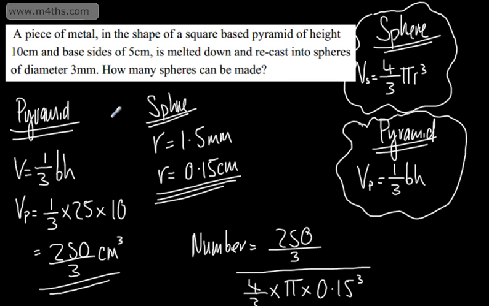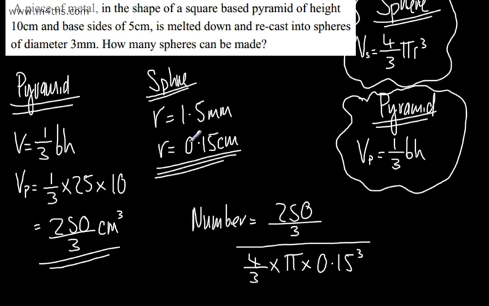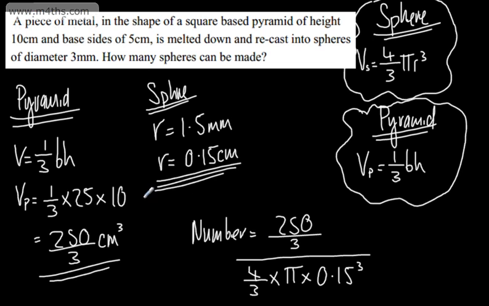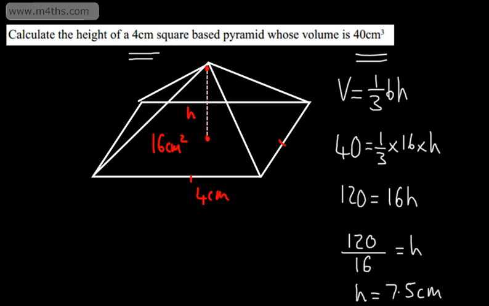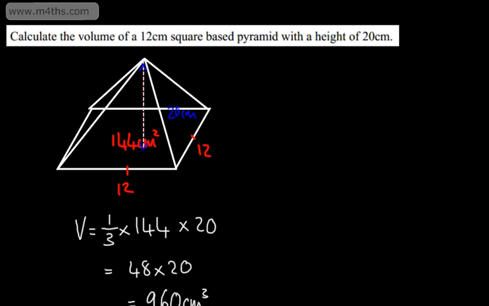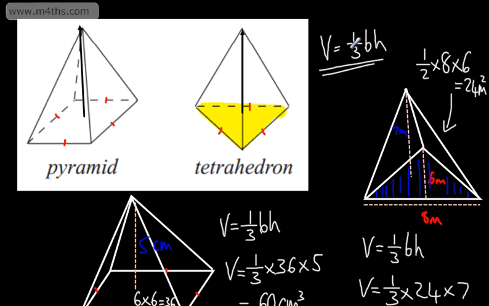So quite a more challenging question. We find the volume of the pyramid. We then simply divide this by the quantity that we found here, and that gives us the number. So there we go. That is the volume of a pyramid, square base pyramid, or a triangular base pyramid. We simply take 1/3 of the base multiplied by the perpendicular height.